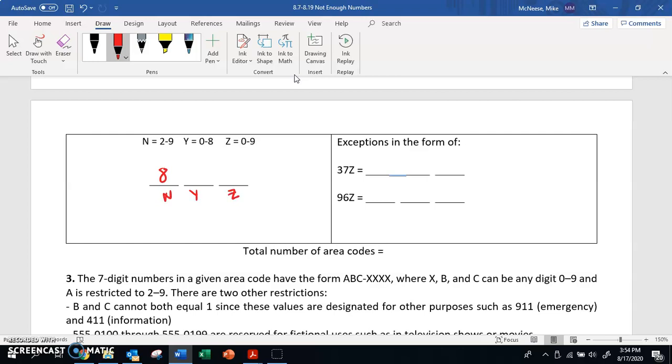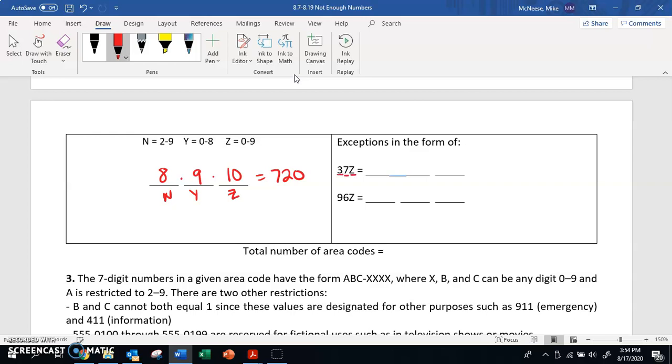0 through 8, that's 9 possible outcomes. 0 through 9, that's 10 possible. So in total, there are 720 possible outcomes right here. Now the exceptions, remember, we got to take these out.